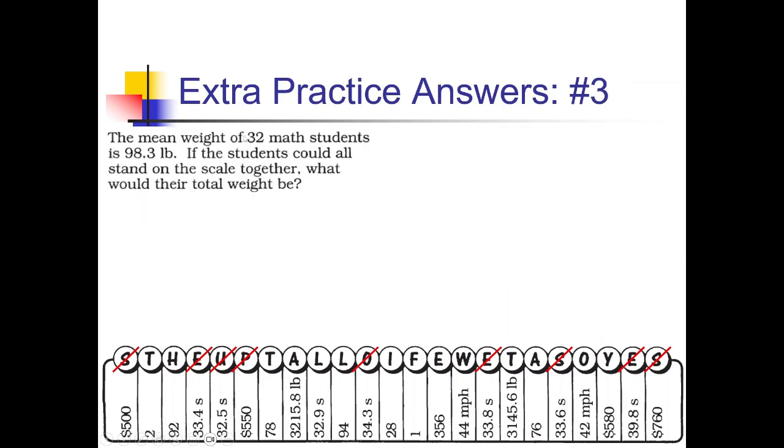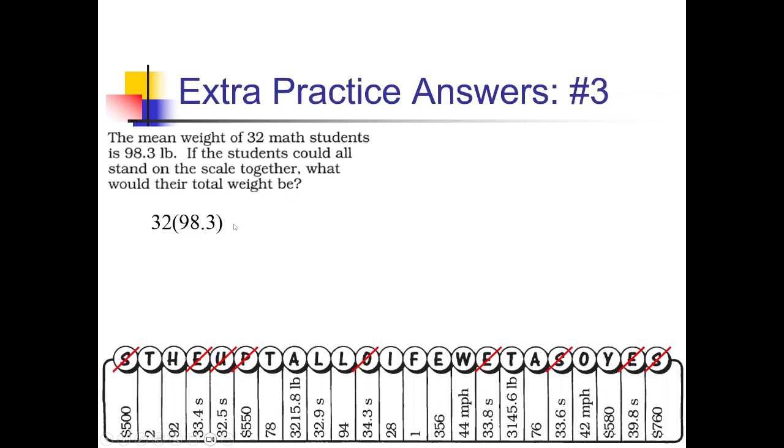For problem 3, there's just one question. We're told the mean weight of 32 math students is 93.8 pounds, and if they could all stand on a scale together, what would their total weight be? Well, if we already have the average, we can multiply that by the number of items. So 32 times 98.3, and that'll give us the total weight.